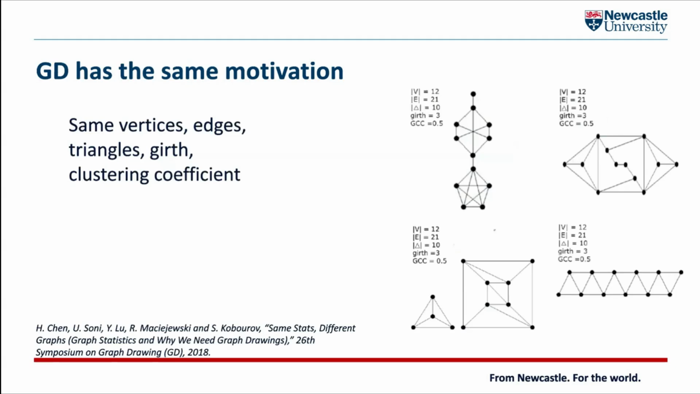A few years ago at this conference in 2018, somebody did the data source for graph drawings. So all 4 of those have the same number of vertices, edges, triangles, girth, and clusters. And they made a little bit of a tool where you can have a set of metrics, choose some subsets. And you can have very, very different graphs with the exact same metrics.